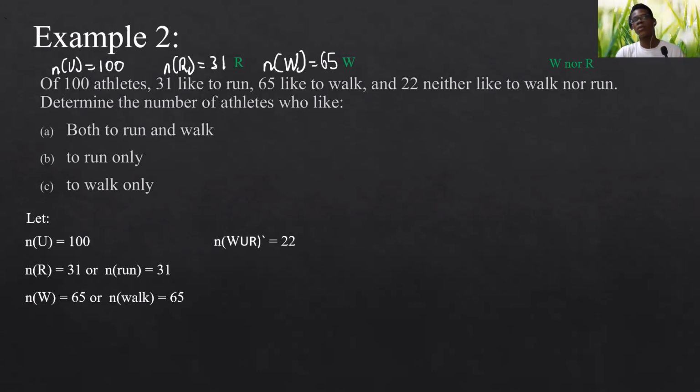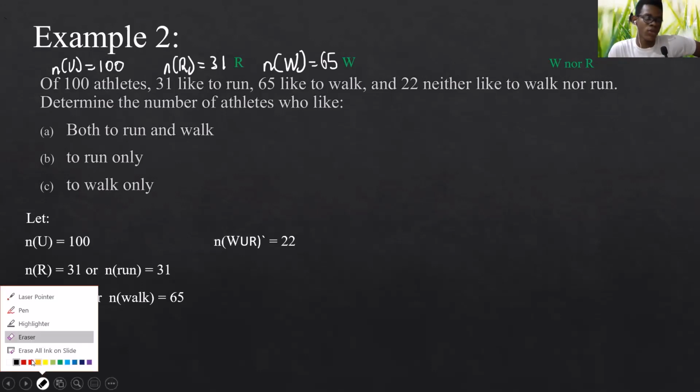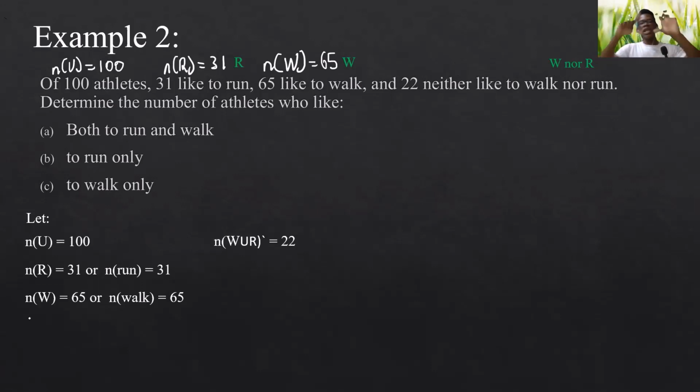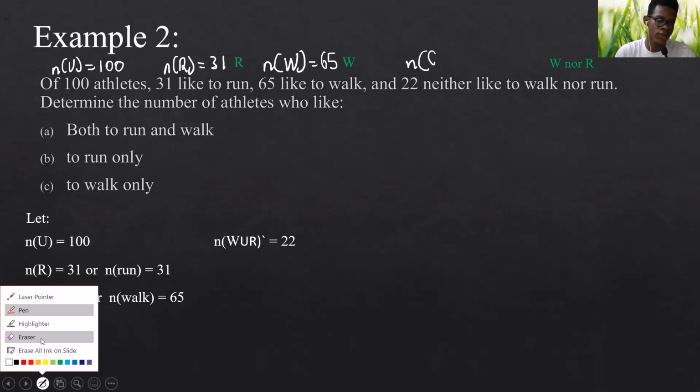Makes sense, right? Because you're talking about not either. Neither nor is basically not either or. Simple as that. It's not either or, so it's neither nor, which is the complement of the union, right? So right away, 22 neither like to walk nor run. So now we do have elements outside those two circles, and that's 22, right? So the number of elements in, wait, there are two ways we can write this, right?